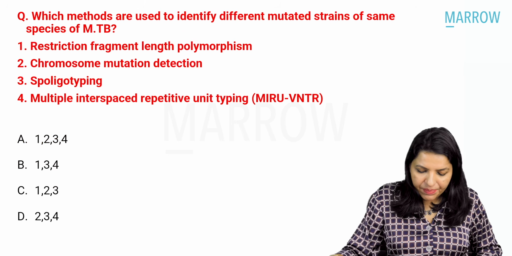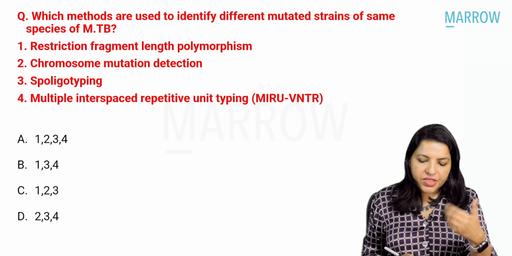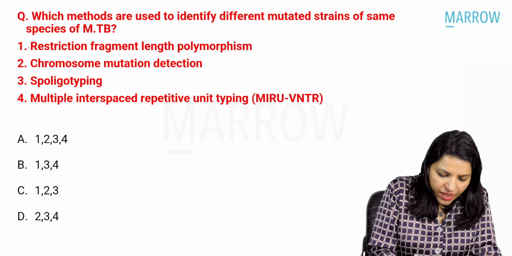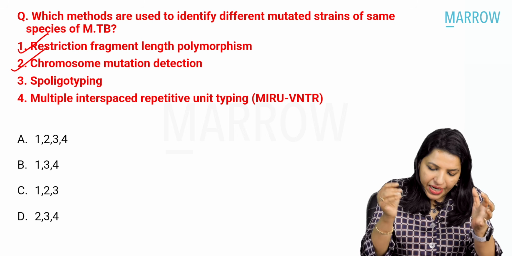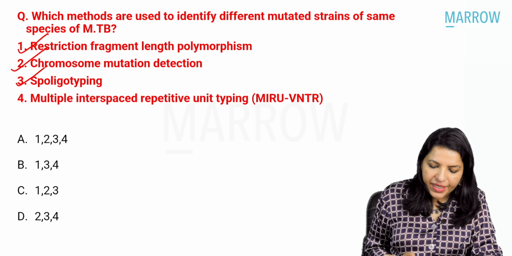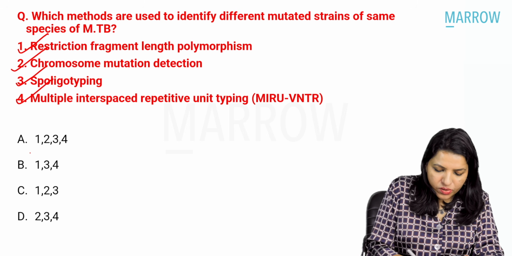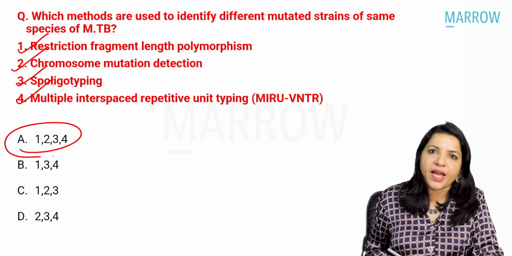Now we'll come back to the question. Which are the methods? It's a multiple response. RFLP, yes. Chromosome mutation analysis, yes, everything comes under that. Then spoligotyping, yes, and MIRU-VNTR, yes. So the answer here is 1, 2, 3, and 4.